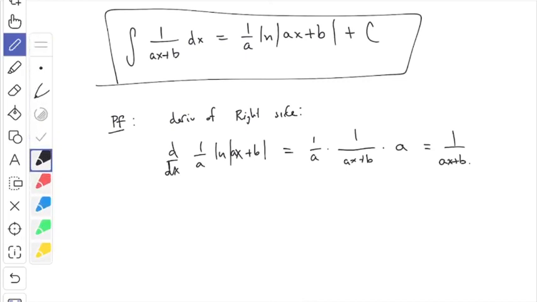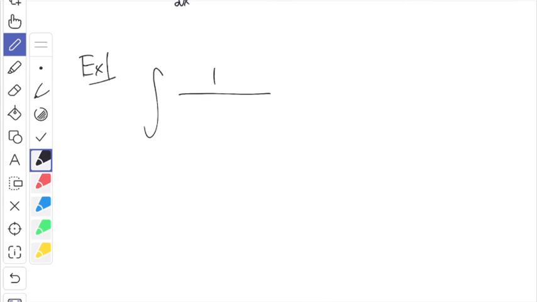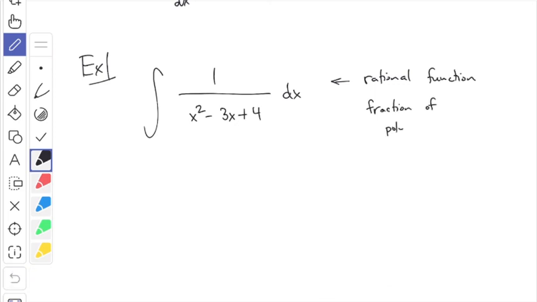Here's a simple example of the partial fractions trick. It's a little magical. You use the partial fractions when you have what they call a rational function. This is called a rational function. That means a fraction with polynomials on the top and the bottom. A fraction of polynomials. All right, that's called a rational function.